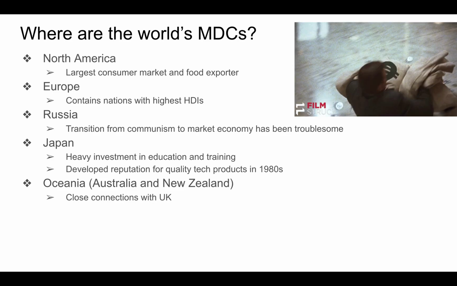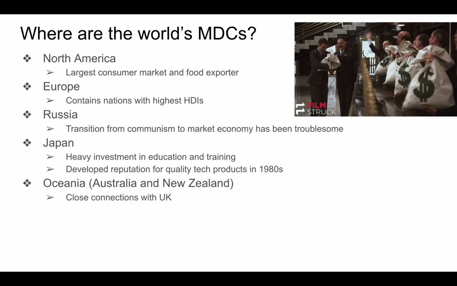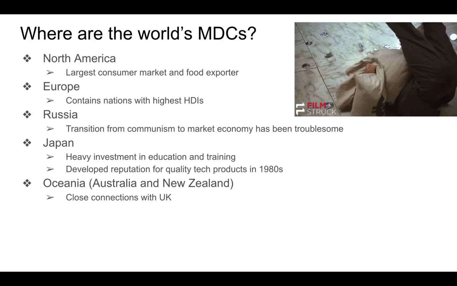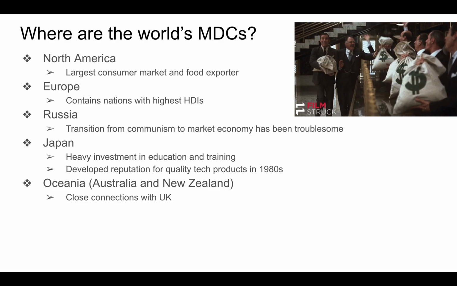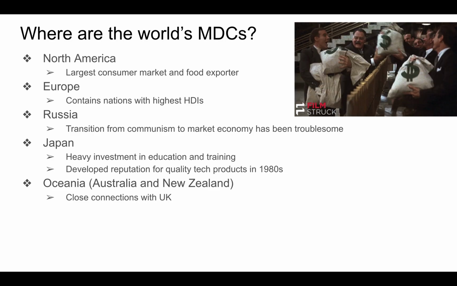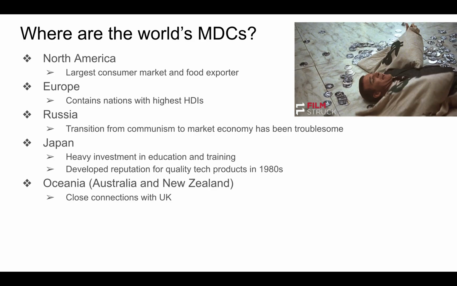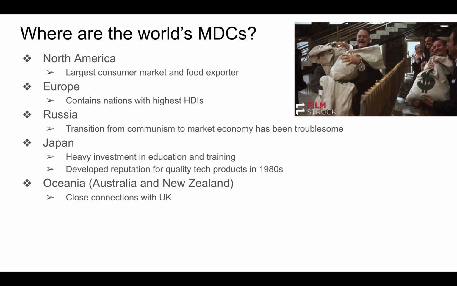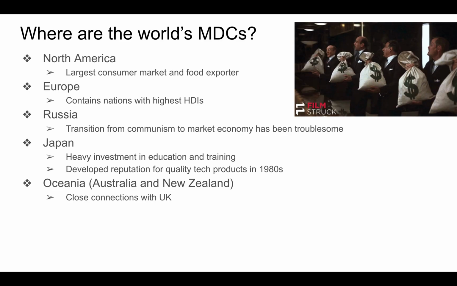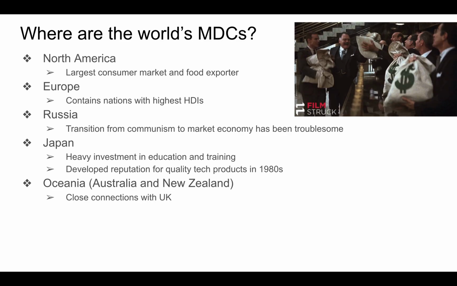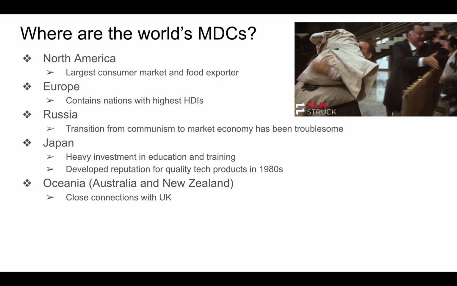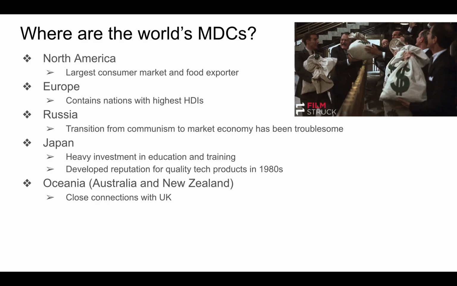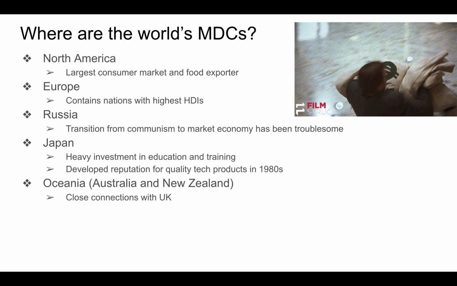Russia is the transition from a communist to a market economy, but has had some trouble because of government corruption. And Japan industrialized in the early 1900s, and it has a heavy investment in education and training. And then they're known as the region that is a core or hearth for technological products since the 1980s, and then Oceania with Australia and New Zealand because of their connection with the United Kingdom.